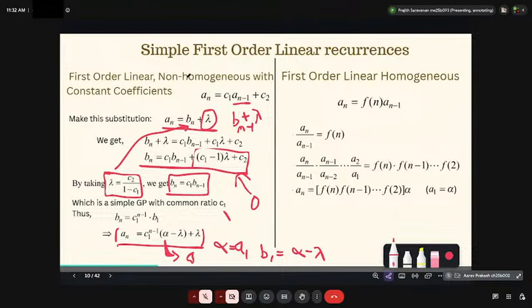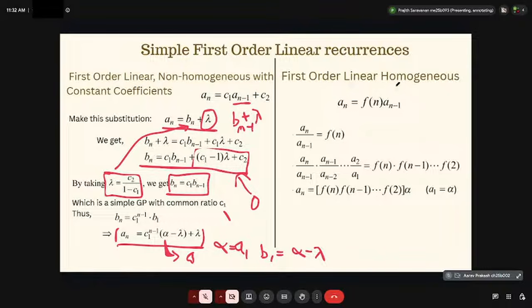Next, we'll consider first order linear homogeneous. This is not non-homogeneous; non-homogeneous is a very general case, which we'll consider on the next slide. This is a homogeneous one. It is very similar to GP, except the coefficient is not constant here. The coefficient is f of n here.